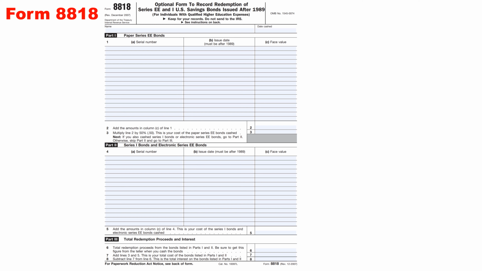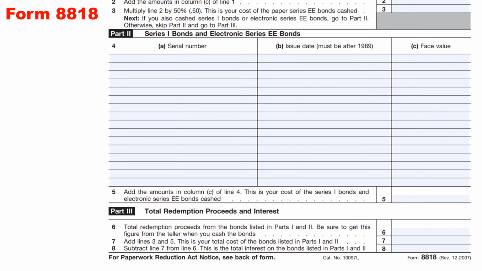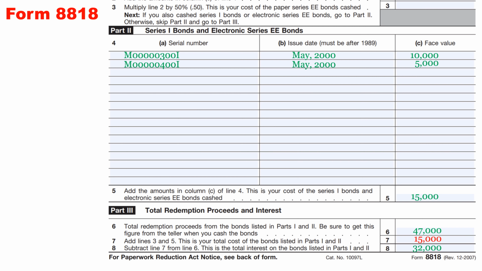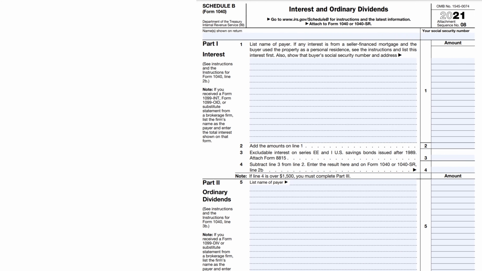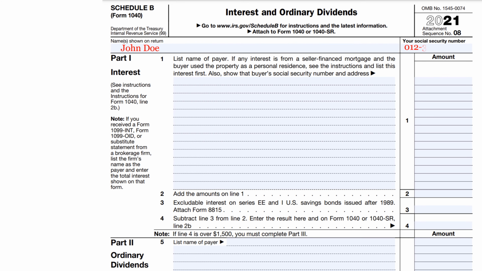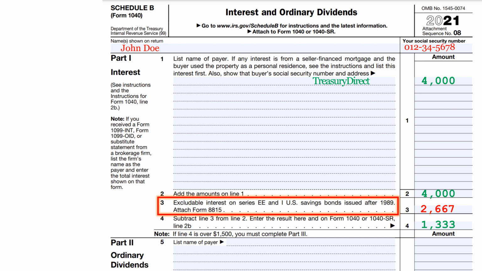Although you do not have to, you can use Form 8818 to keep records of your bond redemptions used to pay for higher education. Just specify the serial number, issue date, and face value of the bonds. Schedule B of Form 1040 is used to exclude the interest used to pay for higher education by subtracting the excluded interest from the total interest earned.